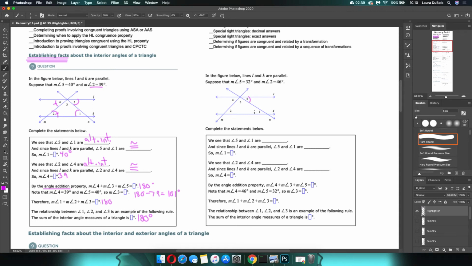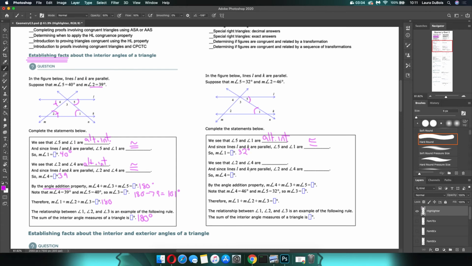All right, so now we have a new setup. 5 and 1, and again, you'll notice I'm labeling my diagrams because that is a mission critical strategy for people who are in geometry. So 5 and 1 are what kind of angles? Alternate interior. Wow, that sounds familiar. That means they are congruent. So the measure of angle 1 is going to be the same as the measure of angle 5, and the measure of angle 5 is 32 degrees.